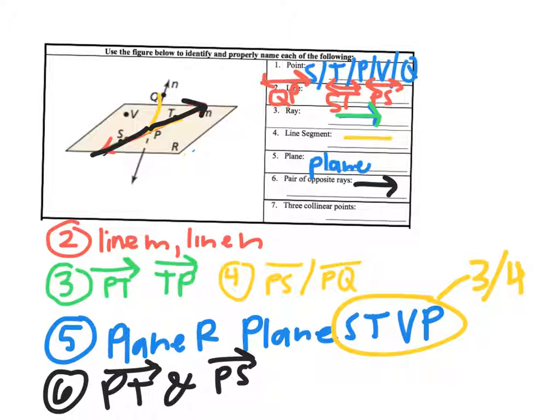Your last one is 3 collinear points. That just means 3 points that are on the same line. This is number 7. I see that we have P, we have T, and we have S. I'm just going to write P, T, S. You could put those letters in a different order, but you only need the letter. You don't need anything on top. You don't need another word. As long as you have those 3 letters, you are good to go. All right, those are questions 1 through 7.